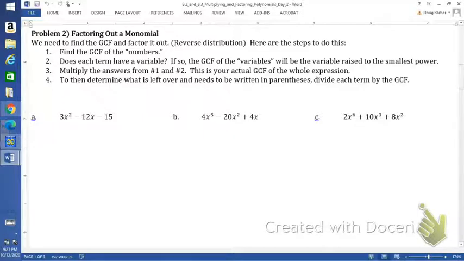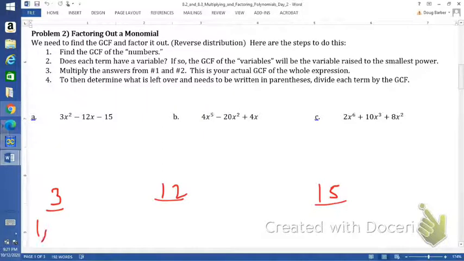Alright, in problem 2, we're going to be factoring out a monomial. Again, same thing we were doing yesterday, same steps. So let's hop right into 1. We need to find the greatest common factor and factor it out. So we want to first find the GCF of the numbers. And the numbers are 3, 12, and 15. We're just going to write the positive of each of those.